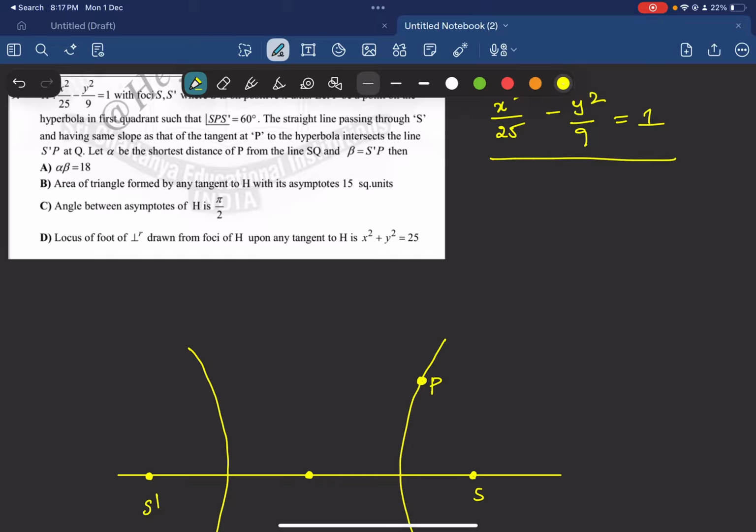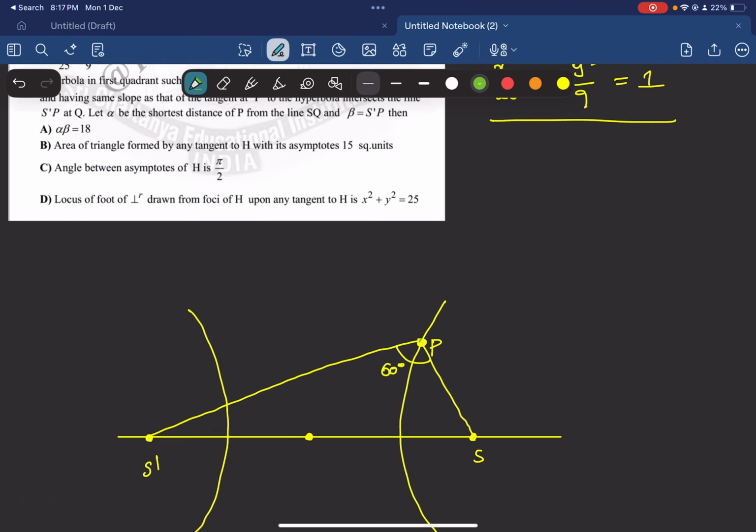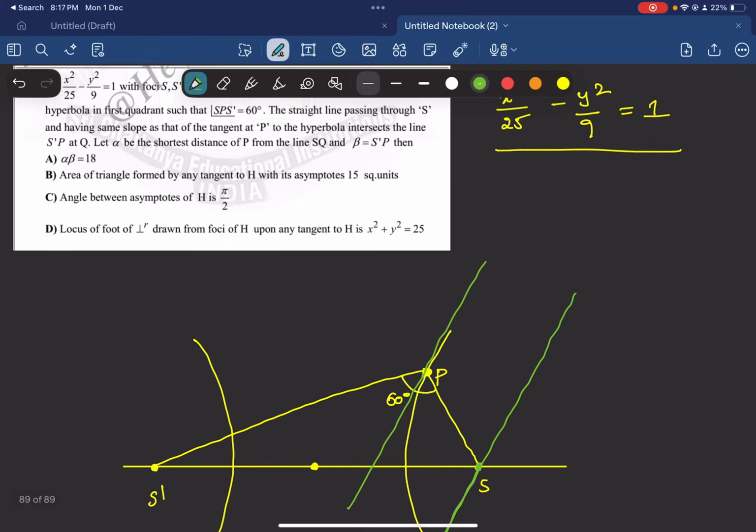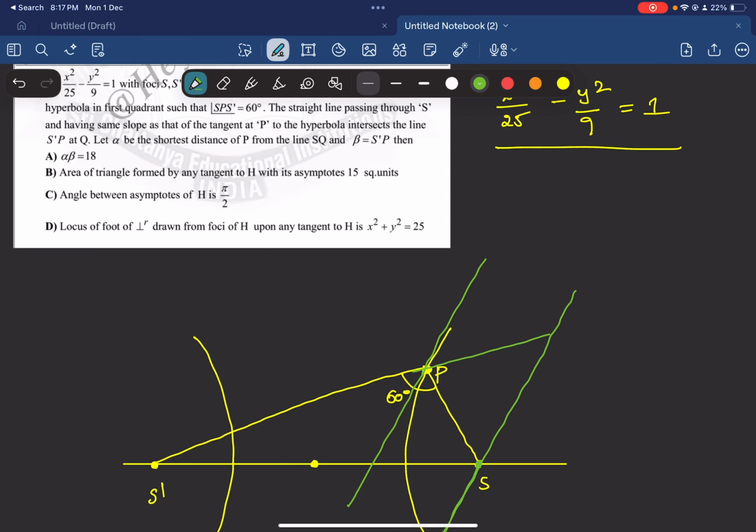A straight line passing through, okay, and also angle S P S dash is given. So this particular angle is 60 degrees. The straight line passing through S and having the same slope as that of the tangent at P. So now you have to draw a tangent at P. This is the tangent at P, and now they are telling us to draw a straight line passing through S, which has the same slope as that of the tangent at P. So these two green lines will be parallel to each other. Intersects the line S dash P at Q. So this straight line intersects the line S dash P at Q.